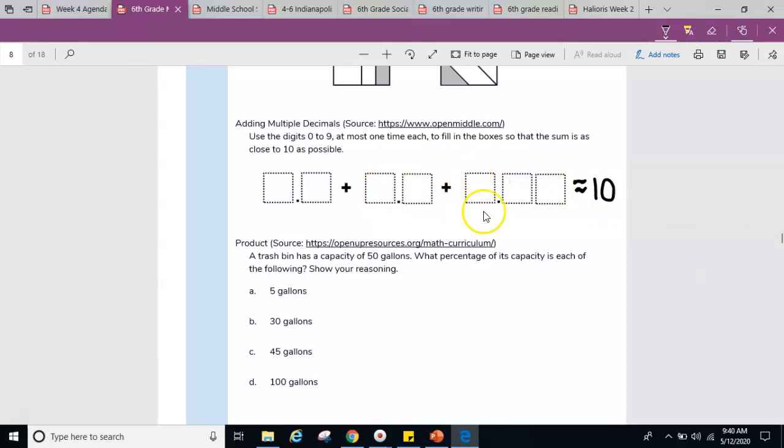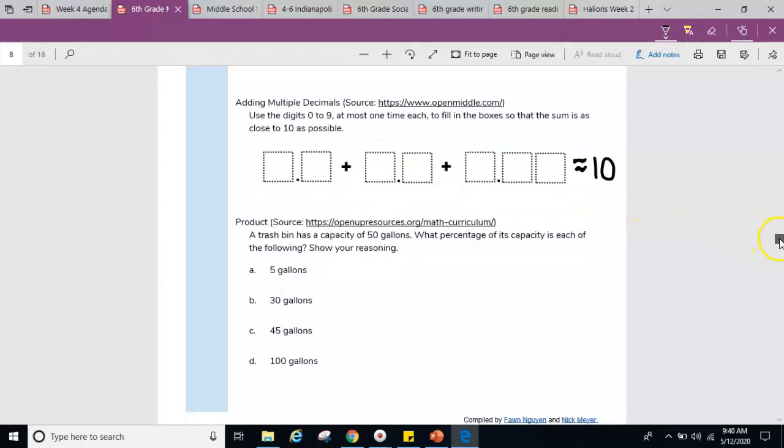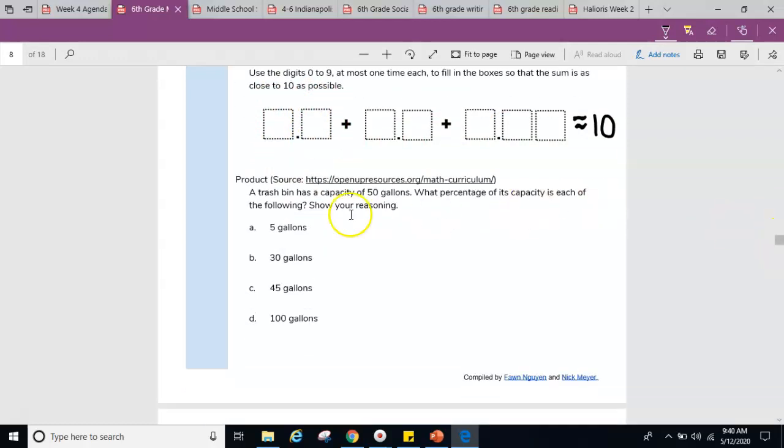I would start off with the whole numbers first and see what that would take you to be close to 10, as close to 10 as you can get it. And then go with the decimals.